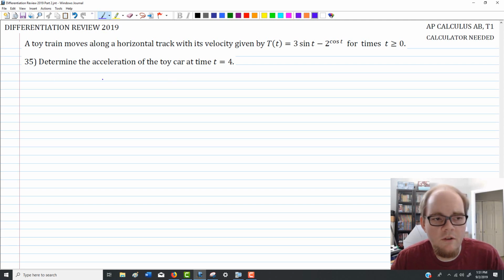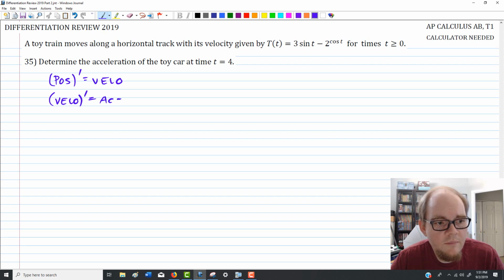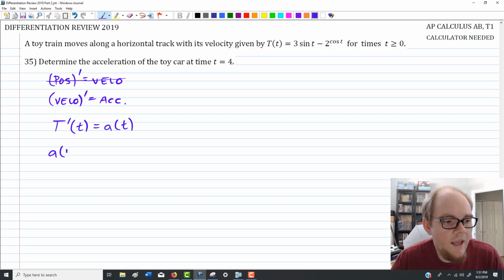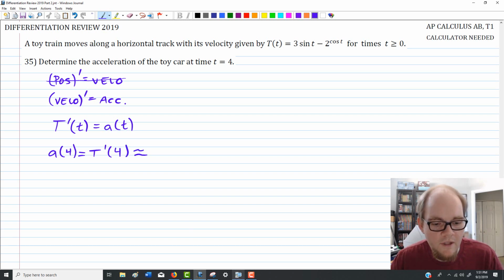Question 35, determine the acceleration. Well, again, as we talked about, the derivative of position is velocity. And likewise, the derivative of velocity is equal to acceleration. Now, we started with velocity, so we can ignore that relationship for the moment. If we want to find the acceleration at t equals 4, we need to compute the derivative of T. So in this case, T prime of t is going to be equal to our acceleration. What that means is if we want a of 4, we need to calculate the derivative of T at t equals 4. And of course, we can do that using our graphing calculator.